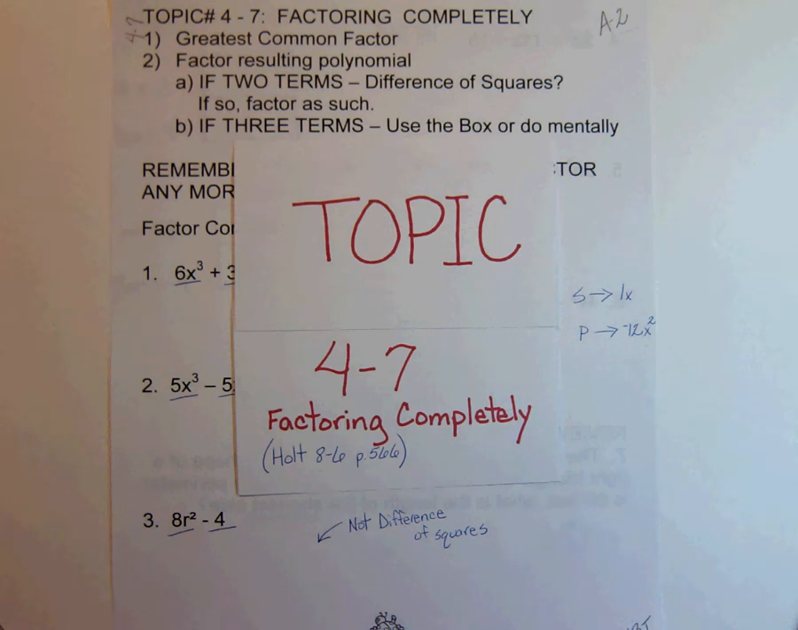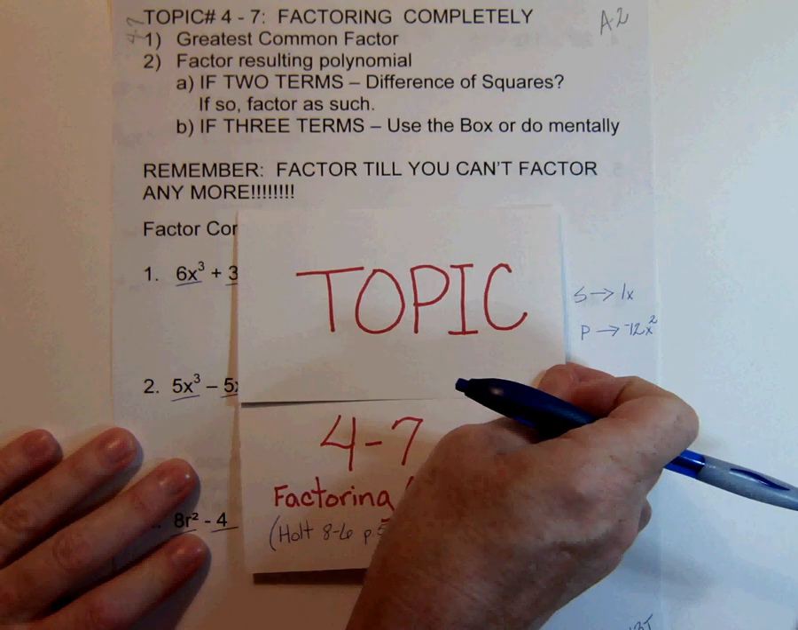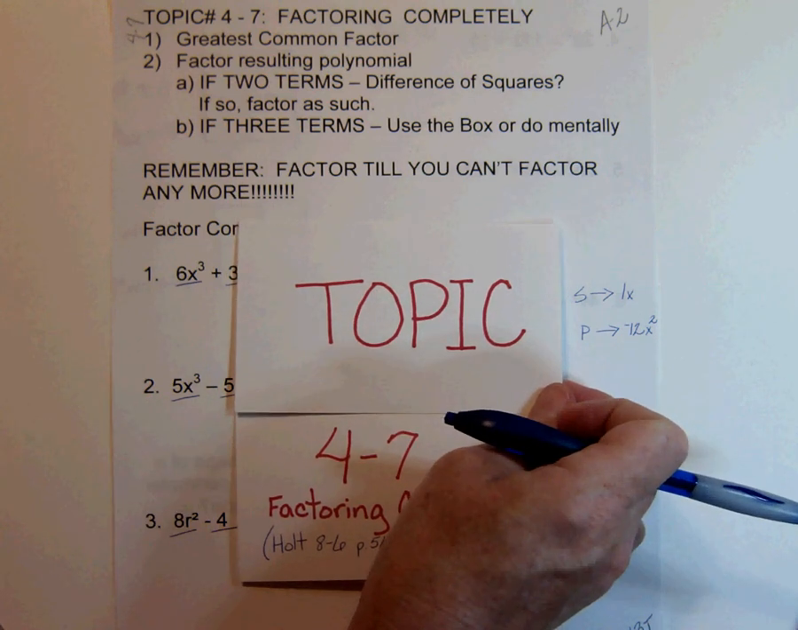factor. You're going to look at the different terms of the polynomial, and if there's only two terms, then you need to look at it possibly being a difference of squares. If so, factor it like a difference of squares, and we've done a few of those already. If there's three terms, then you want to use the box method, or if there's not a number in front of your x squared, that means it's understood to be a 1, and you can try to do it mentally instead. But again, remember to factor until you can't factor anymore, when they say factor completely.